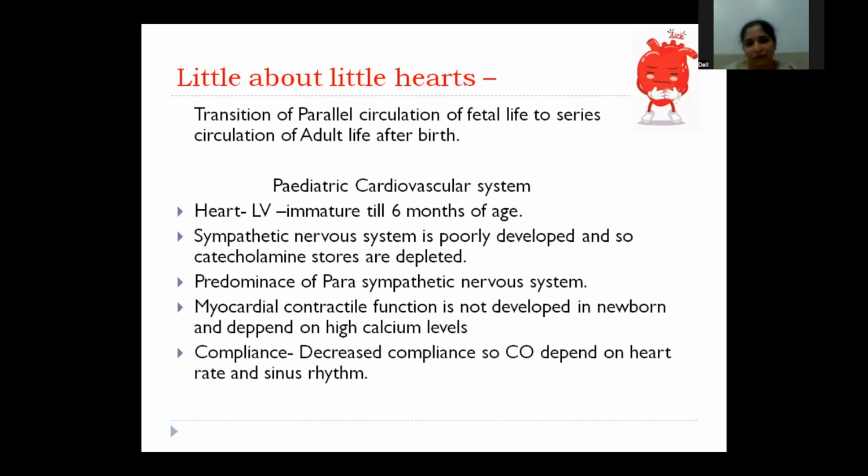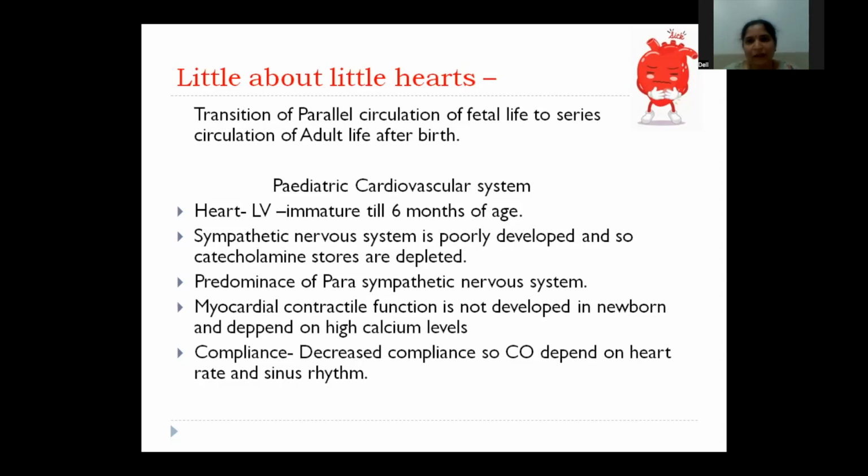Pediatric cardiovascular system: so far we all know that the pediatric cardiovascular system is immature. The LV and RV are immature as compared to the adult, and the RV is more predominant initially, and later on the LV becomes dominant and structural changes occur. The sympathetic nervous system is poorly developed in pediatric patients, and the catecholamine stores are also depleted. We always see parasympathetic nervous system predominance in pediatric patients.